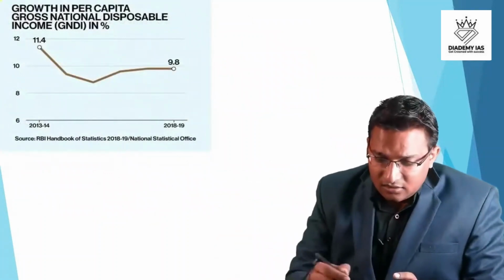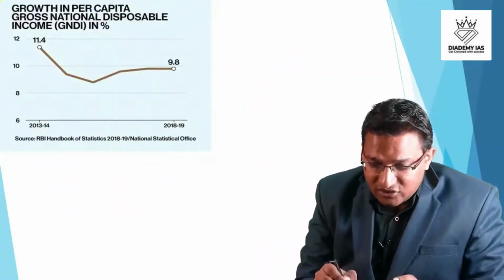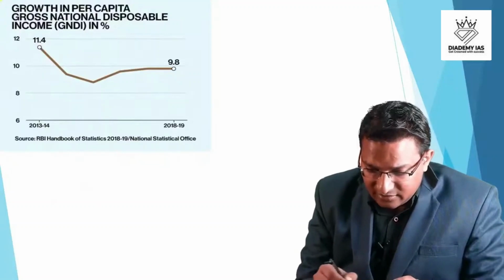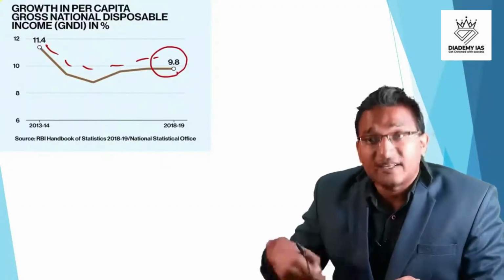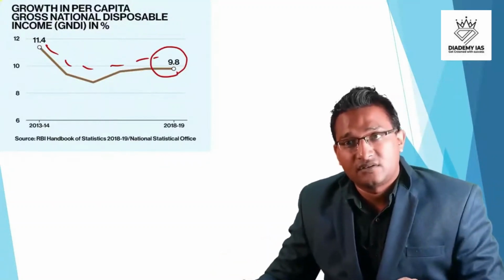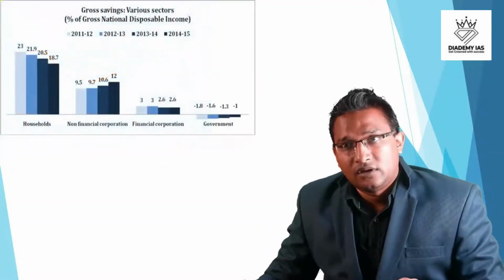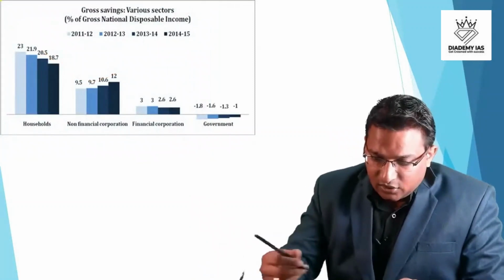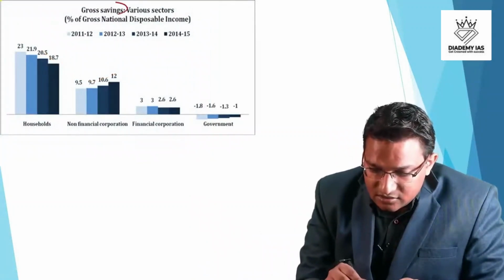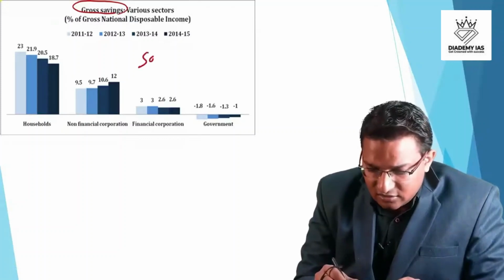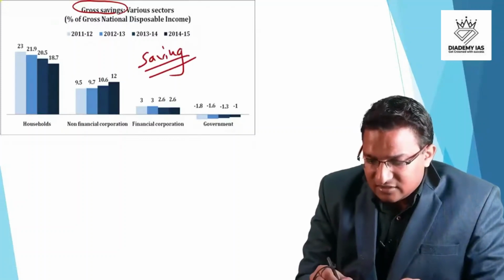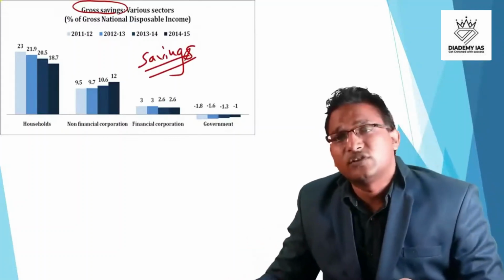This is a small data. The growth in per capita gross national disposable income in India has been declining. You can see the growth rate at present is approximately 9.8%. Here you can see the gross savings of various sectors. This we will discuss when we discuss the concept of savings. Here I have just given it for the sake of showing it to you.